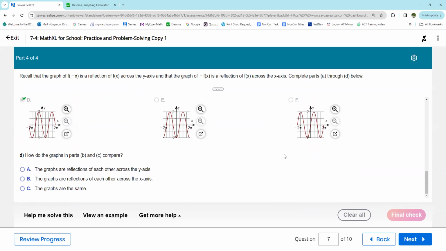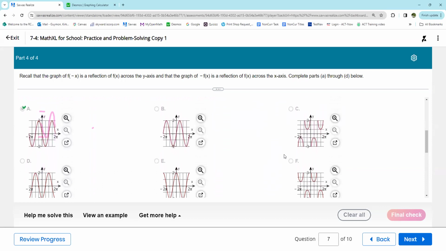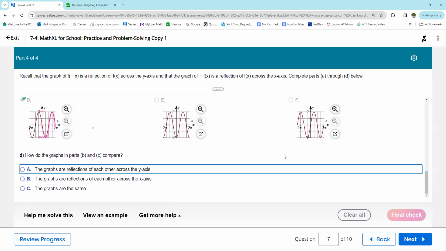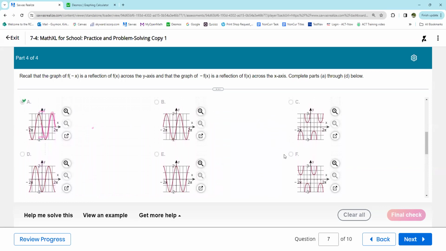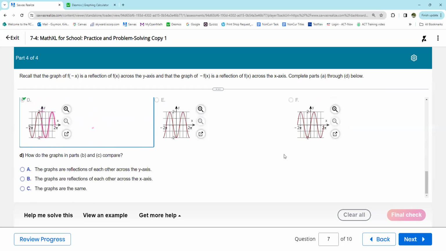How do the graphs in parts B and C compare? When we went to B and C, on C we went down and then up and then down, and it was the amplitude of 2. Go up to B. What did B do? In B, we went down and then up and then down with the same thing. So really, they're the same. It's just the transformations were slight. The graphs are reflections of each other across the y-axis? I don't think so. Let's put this back over here again. Where's that one at? Right there. It lines up and does the exact same thing. So down, up, down with an amplitude of 2. Down, up, down, amplitude of 2. The graphs are the same.